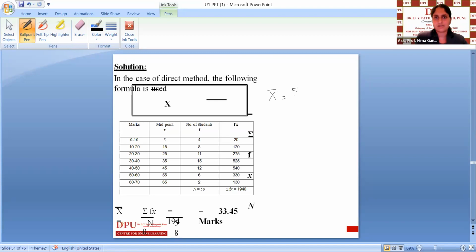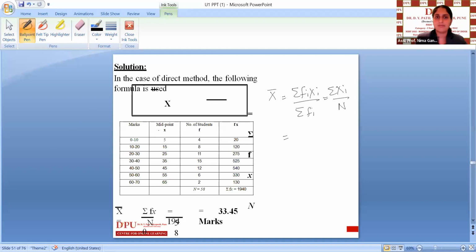x bar is equal to summation of fi xi divided by summation of fi, or fi xi divided by capital N. Here you have classes, and the values of xi's are not given. So what you do is find the midpoint and consider the midpoints as your xi in the case of a grouped frequency distribution, since which value to take as xi is the confusion.